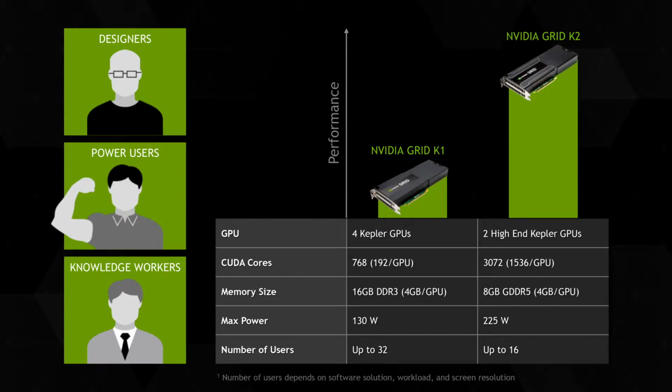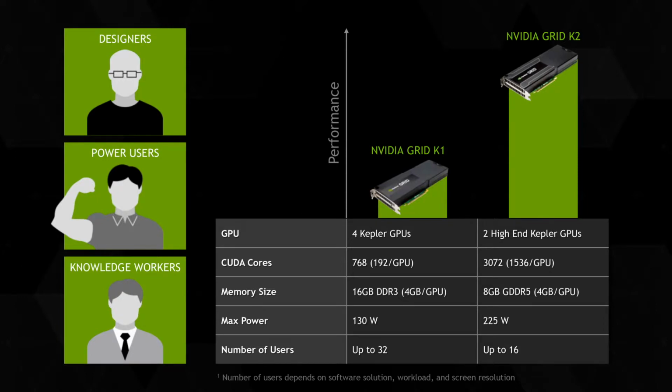So we see this with vGPU, which is not available for VMware yet, can support up to 16 users. Whereas the K1 has 4 GPUs, with each GPU having 192 CUDA cores, and each GPU having 4 gigabytes of memory. This card, if you use a vGPU implementation, would support up to 32 users.